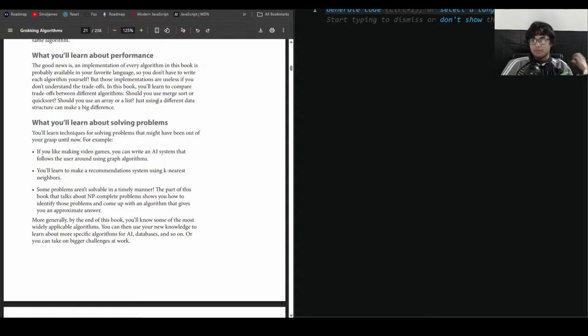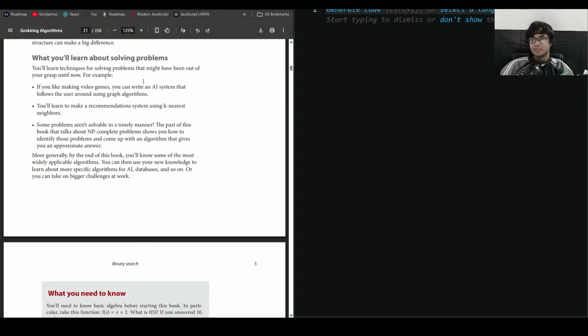What you learn about solving problems. You learn techniques for solving problems that might have been out of your grasp until now. For example, if you like making video games, you can write an AI system that follows the user around using graph algorithms. You learn to make a recommendations system using k nearest neighbors.